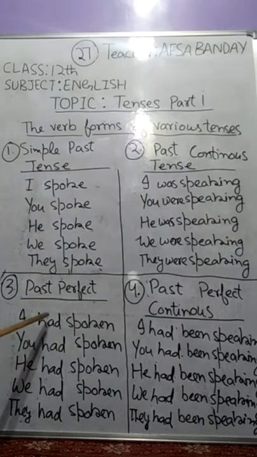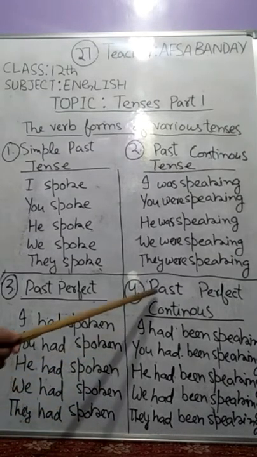Third is past perfect. With past perfect, we use had as a helping verb plus the third form of the verb. So we say with I had spoken, you had spoken, he, she or it had spoken, we had spoken, they had spoken.